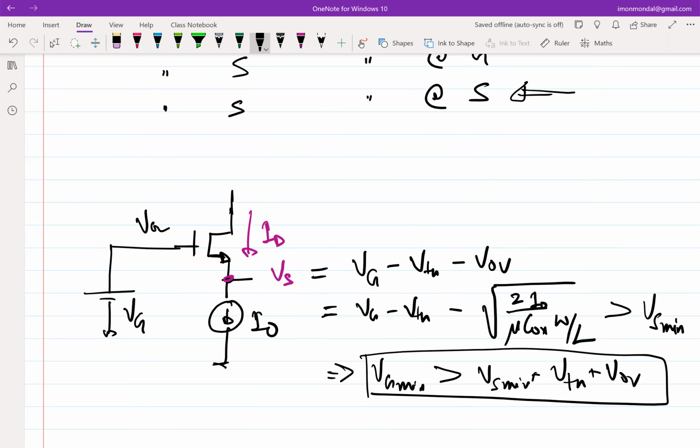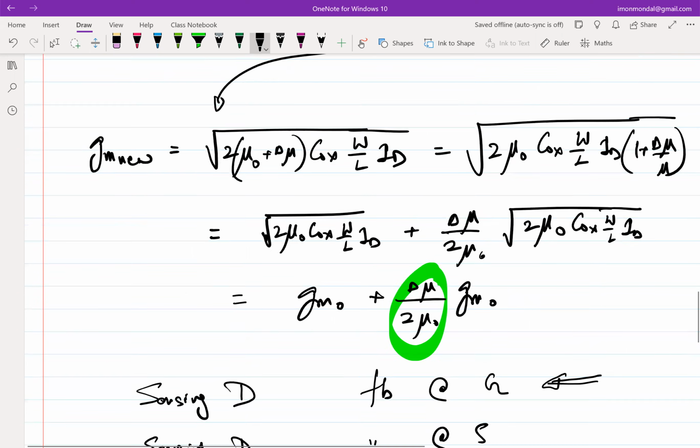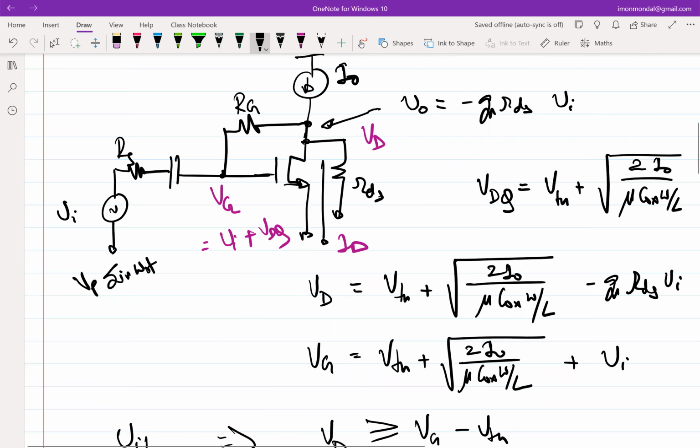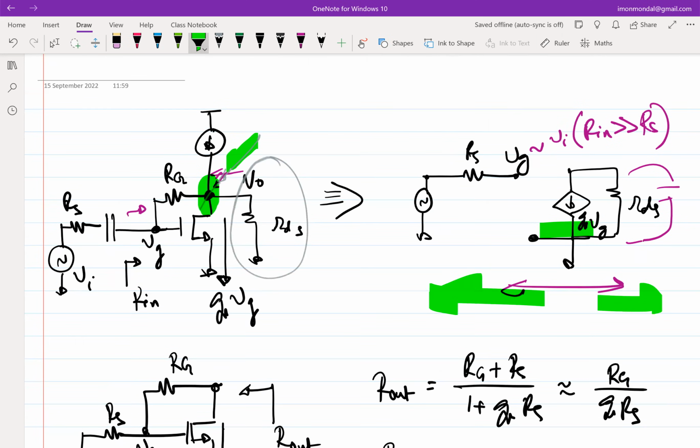So now, any questions? In this case, where do we take the output? We'll get to that. We have not applied the incremental input. This is only the biasing picture. So we have to superimpose the incremental picture, because ultimately we want our incremental picture to look like this all the time.